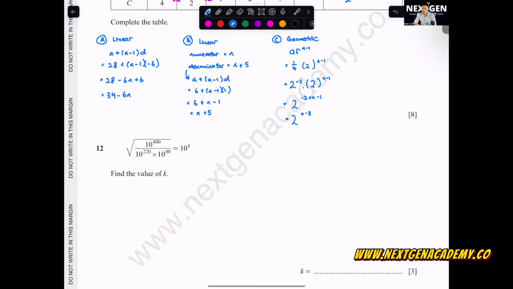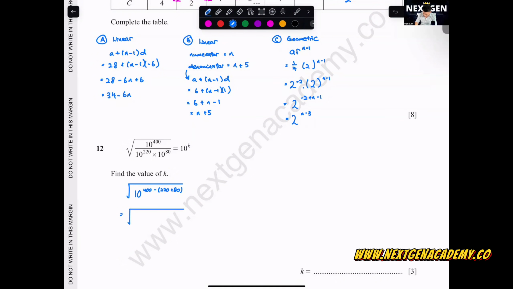Question number 12, this one can put in the calculator or not? Cannot, right? Okay, the number too big already. I don't think it works. So you all need to simplify this. So this paper got, I think, a few questions on indices. 10 to the power of 400 over 10 to the power of 220 times 10 to the power of 80. We can do the inside here first. We can write it as 10 to the power of 400. When it's divide, we minus 220 plus 80.